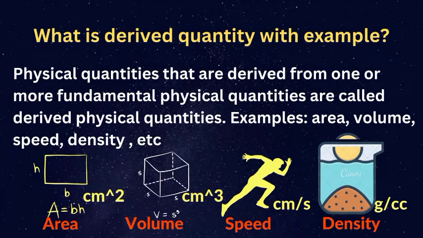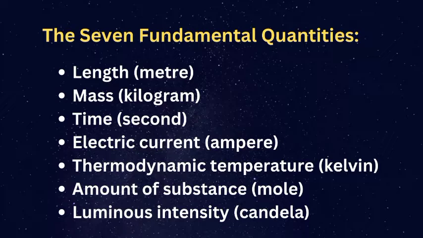Now there are 7 fundamental quantities. Length, in SI system the unit is meter. Mass is kilogram. Time is expressed in seconds. Electric current, ampere. Thermodynamic temperature, Kelvin. Amount of substance, mole. Luminous intensity, it is candela.